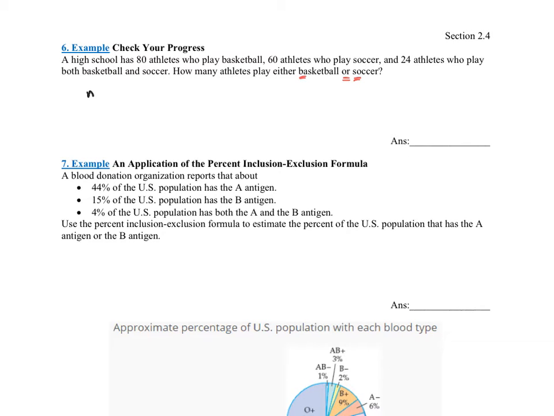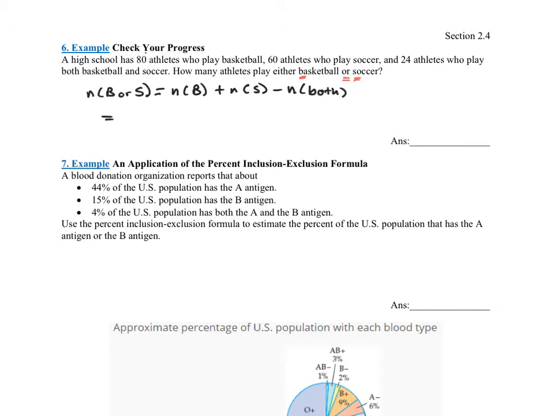So to find the number in basketball or soccer, we do the number in basketball plus the number in soccer. Problem is we've double counted, so we need to subtract off the number that are in both. That's your inclusion-exclusion principle. Let's look at this.